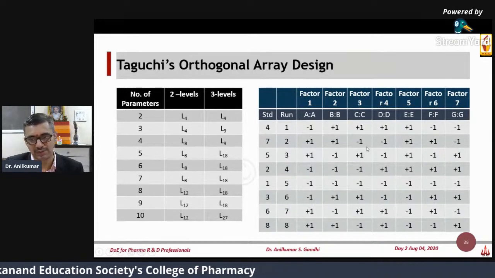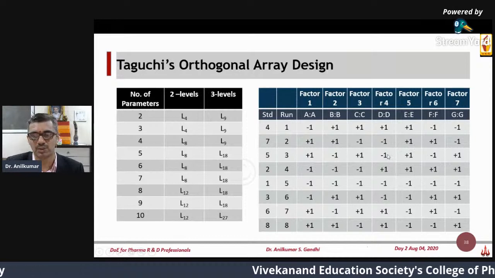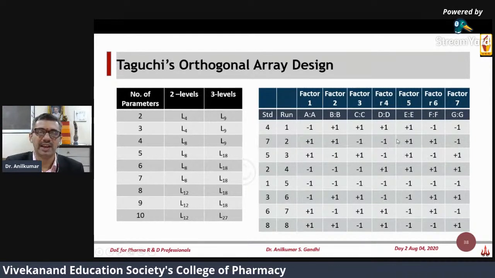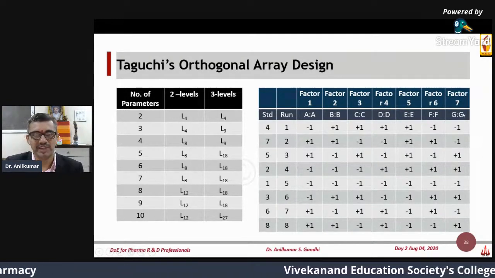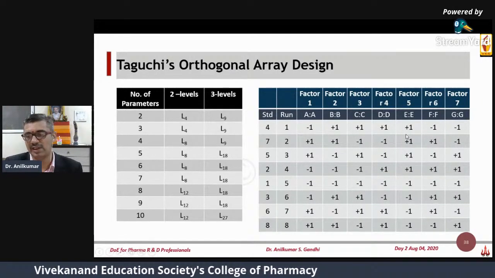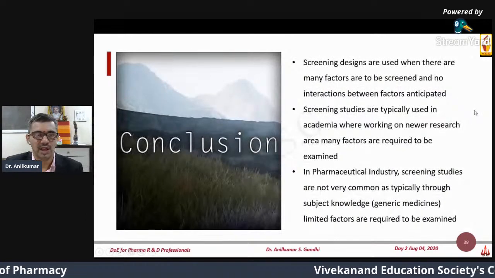There is a lot of statistics associated with this part, how you are putting your +1 and -1 in the design, and that is where the power of determining main effects comes. But these Taguchi's orthogonal arrays and Plackett-Burman particularly help when you have a very large number of factors to be evaluated.